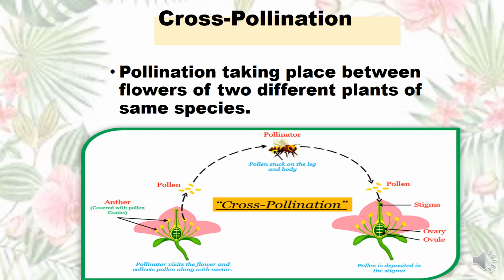You can see that in the picture it is very clearly depicted how the pollen grain of the left flower is transferred to the stigma of the flower on the right side, right, with the help of the honeybee or the pollinator.